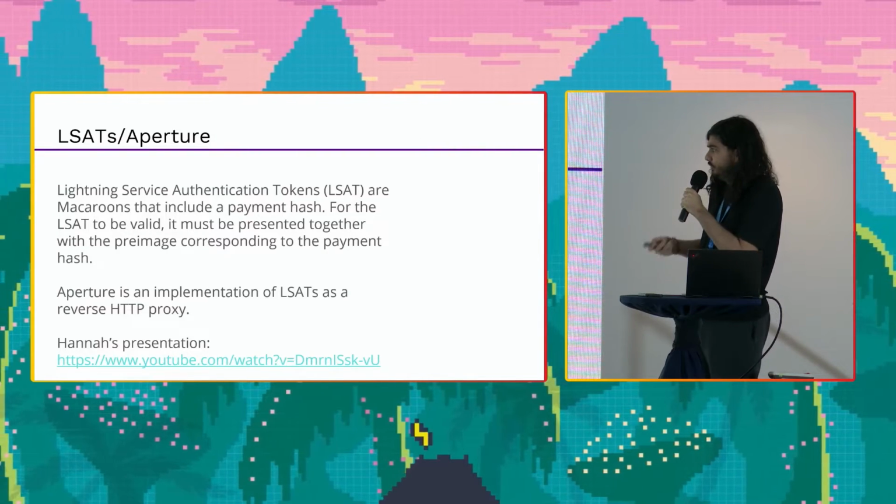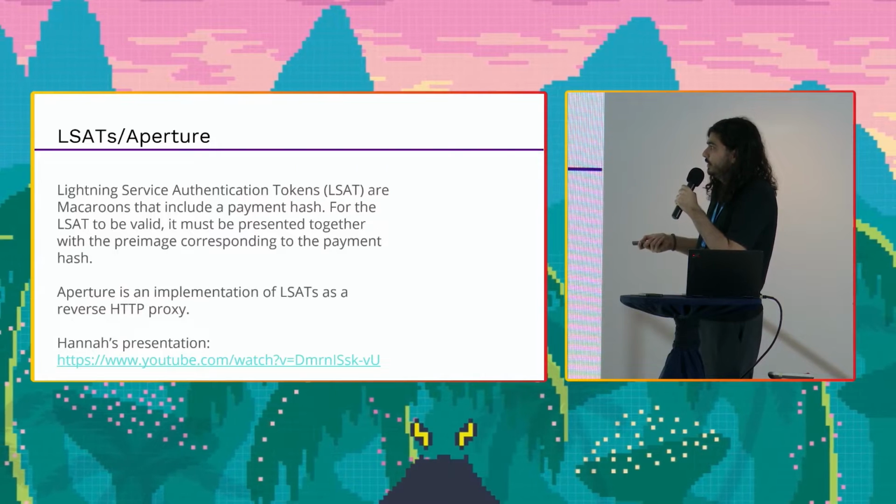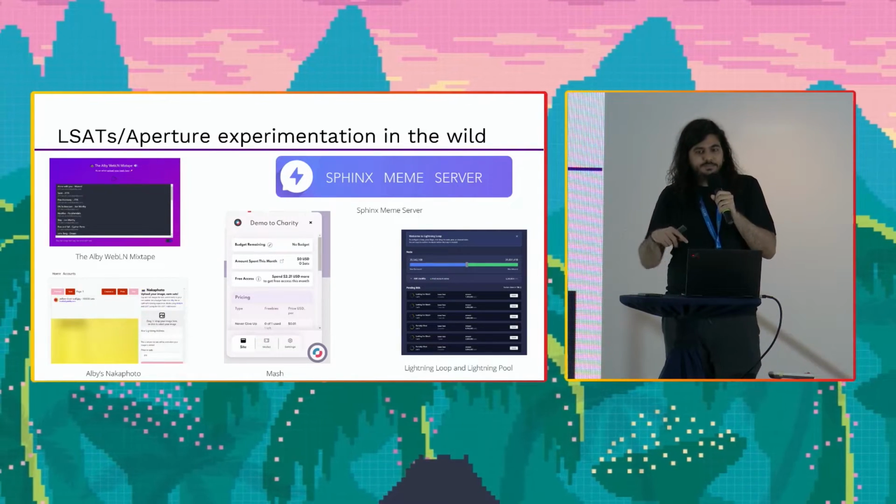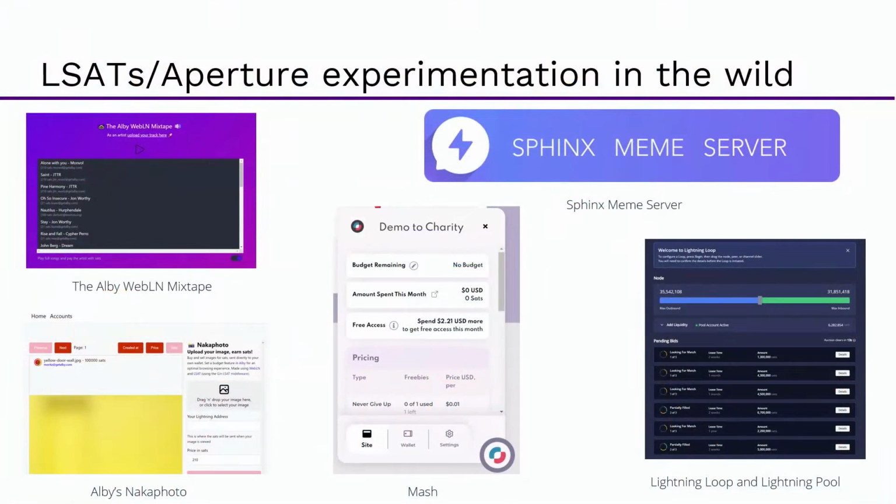The only other thing that I will do regarding LSATs and Aperture is showing you a few of the projects and experiments that people are doing around LSATs in the wild. So the Sphinx meme server, Loop and Pool were the first products that were using LSATs for authentication and identity. And also now Mash and some pet projects by Albi. They're just experimenting and testing and trying things with LSATs.